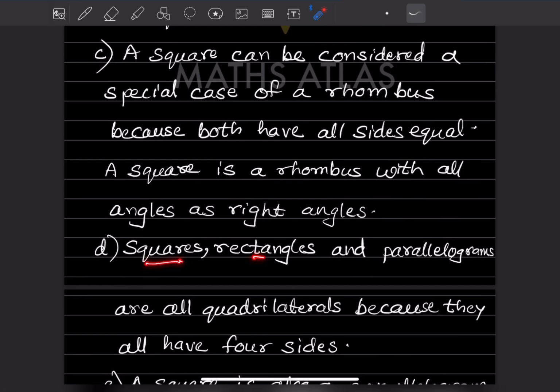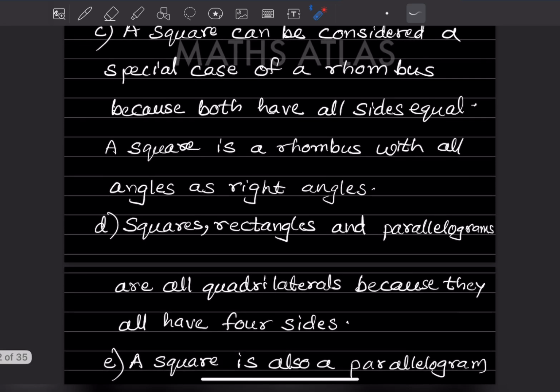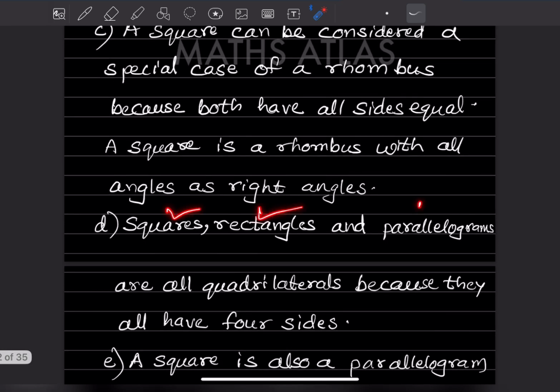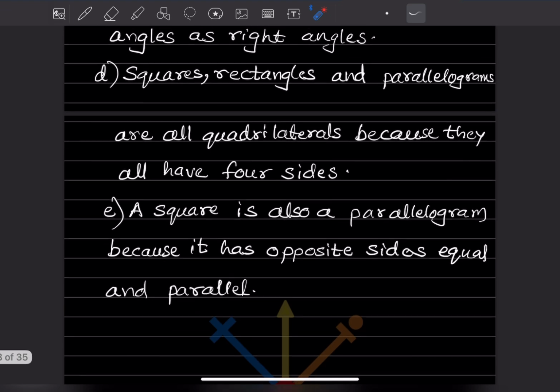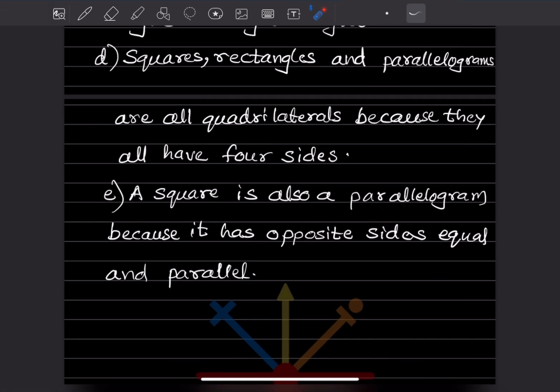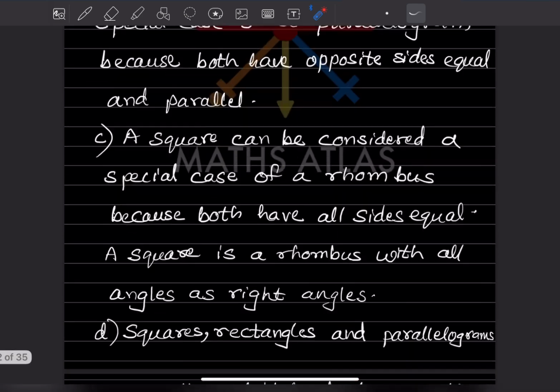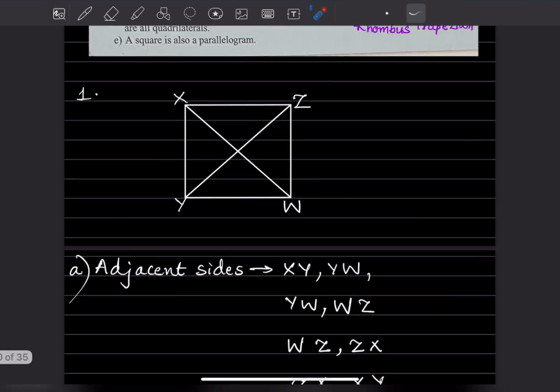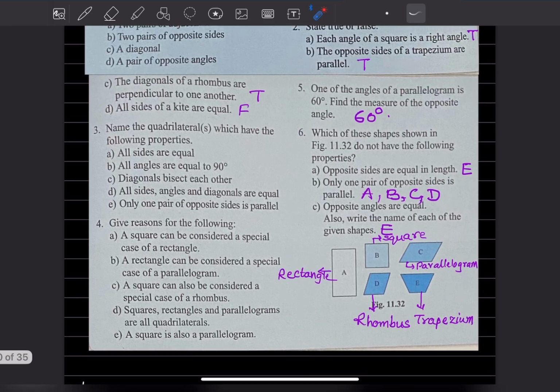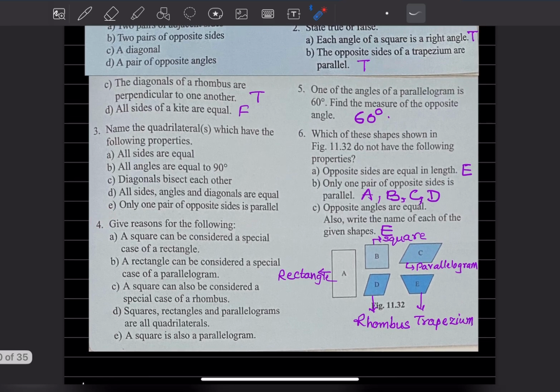Then squares, rectangles and parallelograms are all quadrilaterals because they all have four sides. So we can say they are quadrilaterals, meaning four sides. A square is also a parallelogram because it has opposite sides equal and parallel. So these are the easy answers. Now this fourth one is done, we'll go for the fifth one.